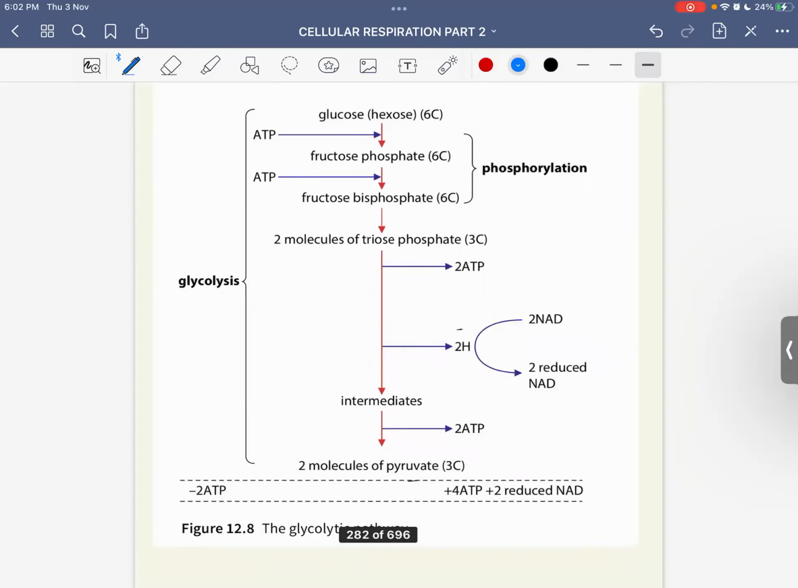So NAD is then reduced to form 2 reduced NAD. Then after this step an intermediate is formed. 2 ATP are then removed, which means 2 ATP are produced, and then you end up with 2 molecules of pyruvate. So essentially you're investing 2 molecules of ATP to then form 4, and it's a net gain of 2. And you are going to end up with 2 reduced NAD. Correct. Now what you do, I'll end my class.